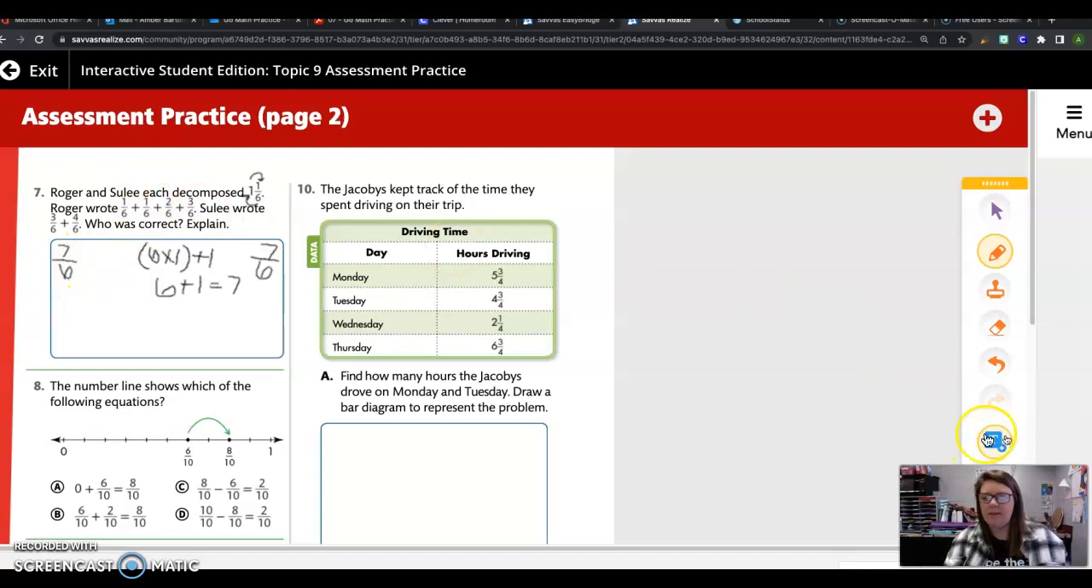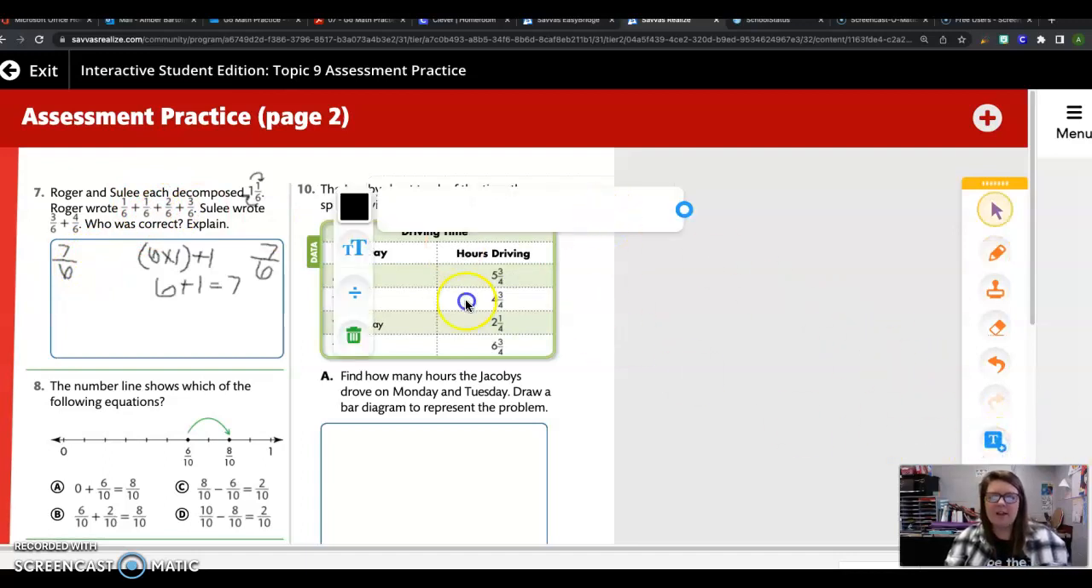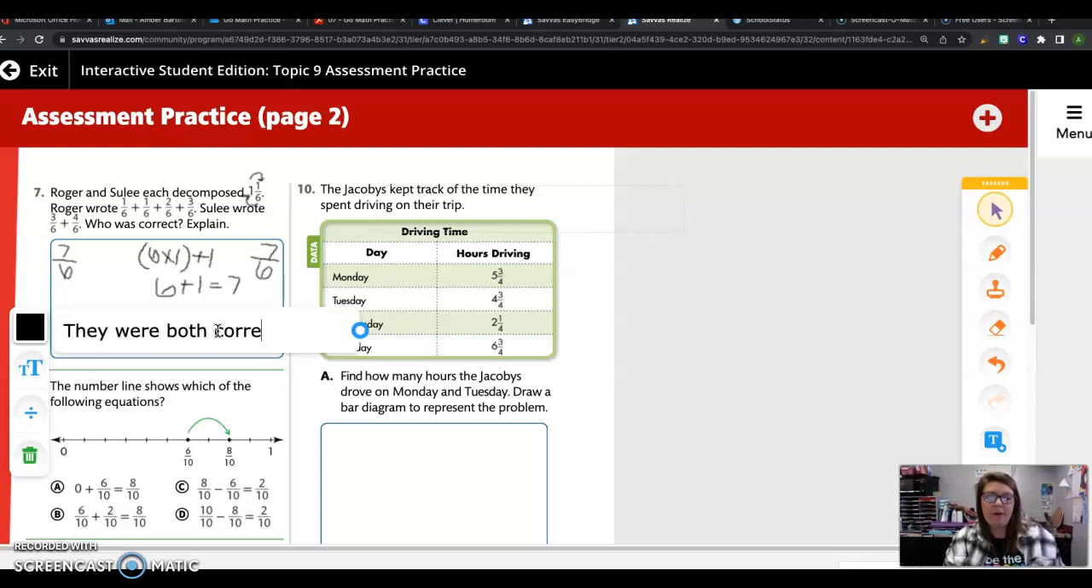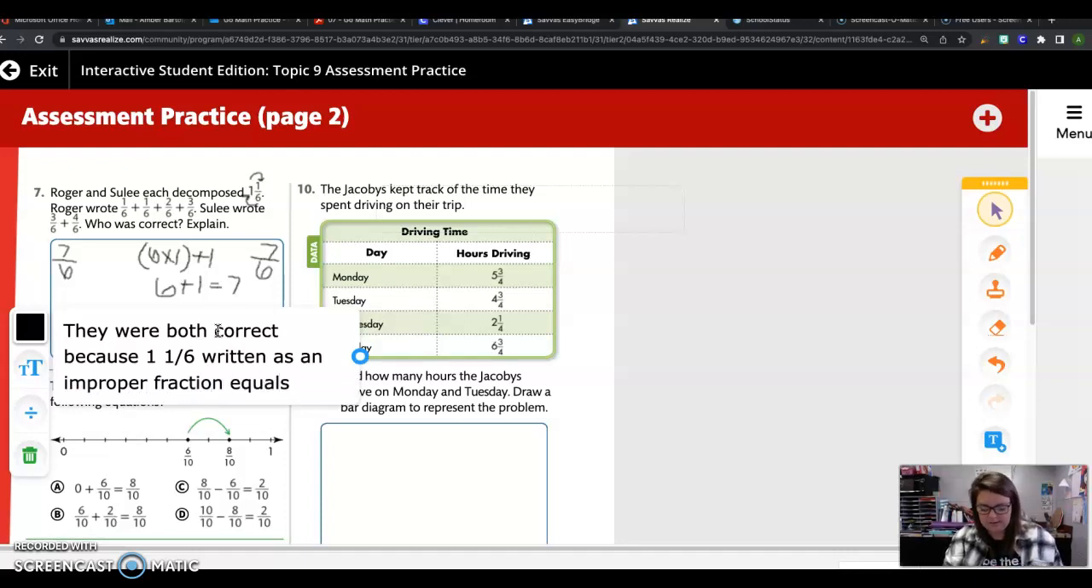So I'm looking at both of their decompositions, and I notice that they both equal 7/6. So what does that tell me about who was correct? Yeah, they were both correct because 1 and 1/6 written as an improper fraction equals 7/6.